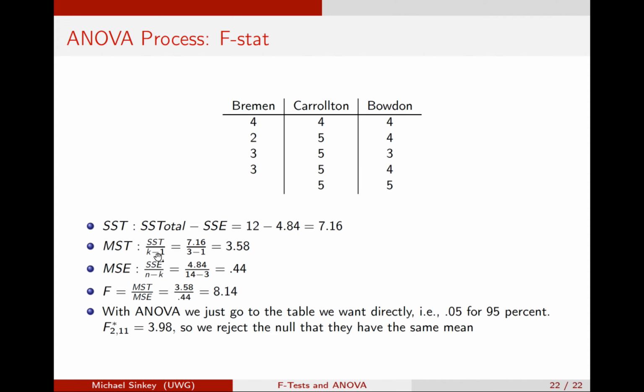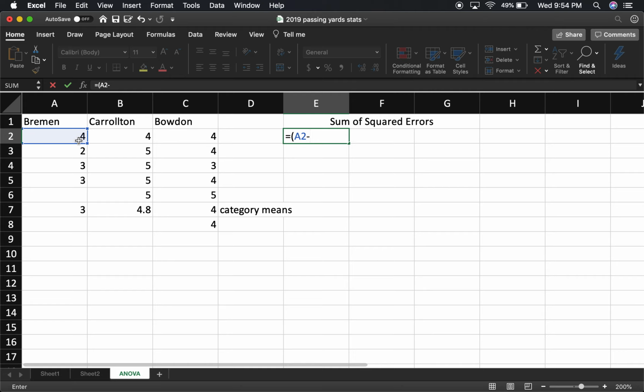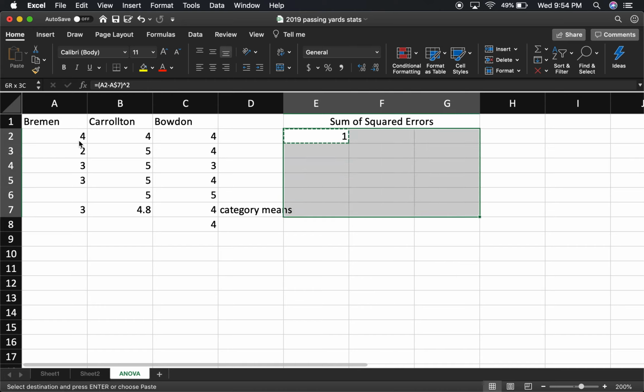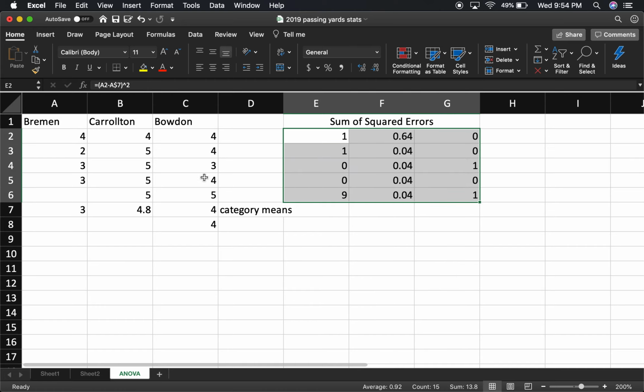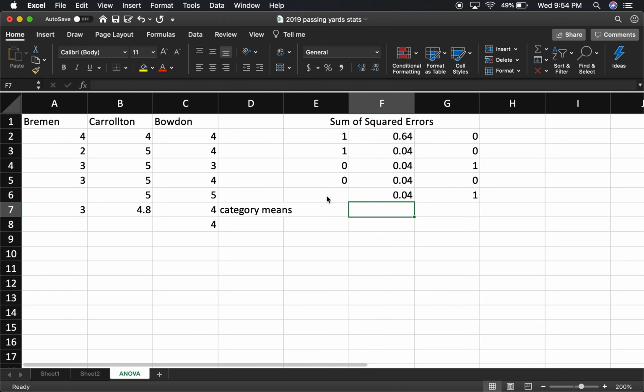Now, I can use Excel to find the sum of squared errors. And I'm just going to merge and center here. I take each data point. I subtract the category mean. I'm going to use a cell reference here. $7. I'm going to lock in the row, and I'm going to square it. I copy it all the way down. I delete when I have a blank cell. You add it up.